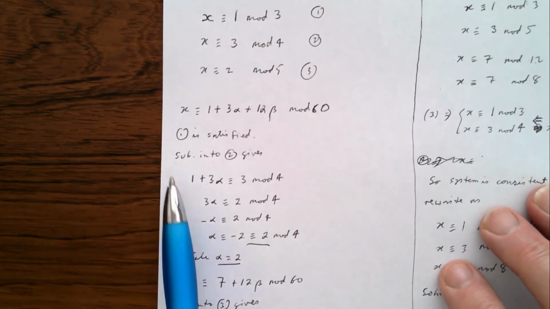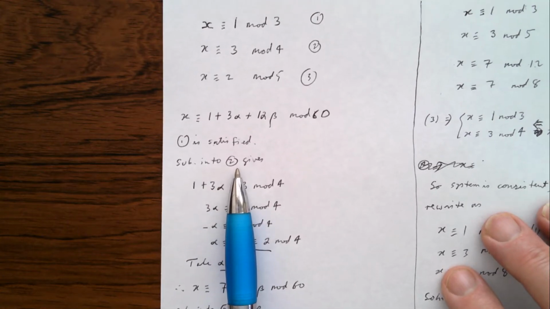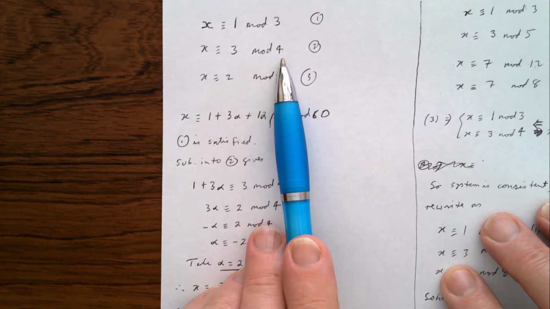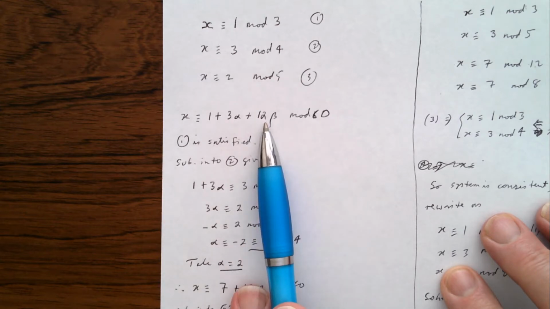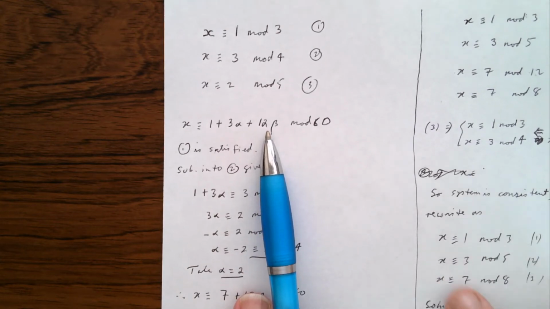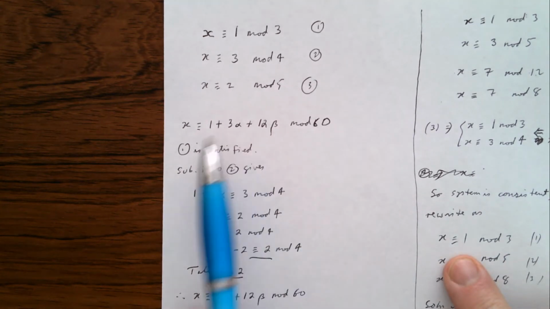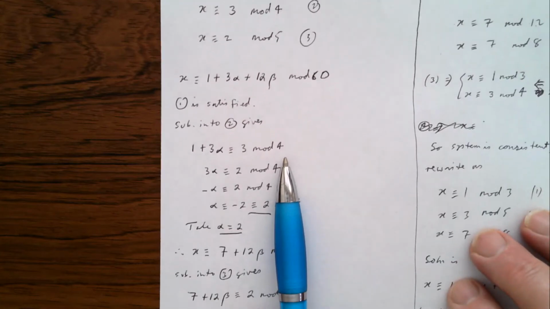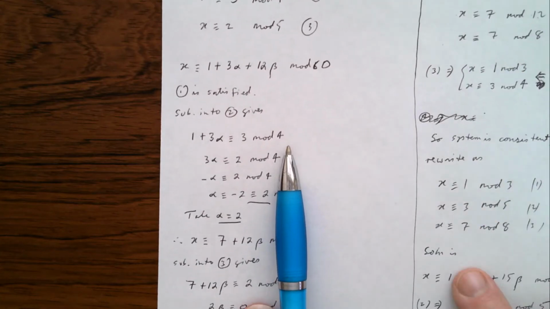If you substitute this now into equation 2, then equation 2 is working mod 4, so mod 4, 12 is 0. You see why we did this construction in the first place. This is 0. So I just get 1 plus 3 alpha is 3 mod 4. And I'm going to work out what alpha is. This is a nice simple linear congruence now.